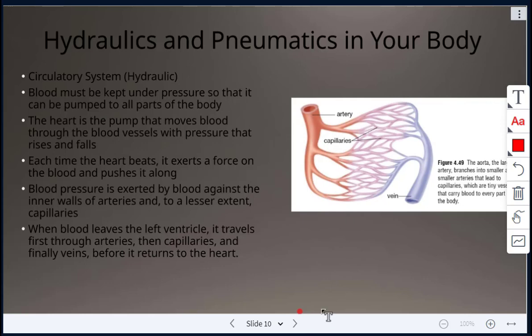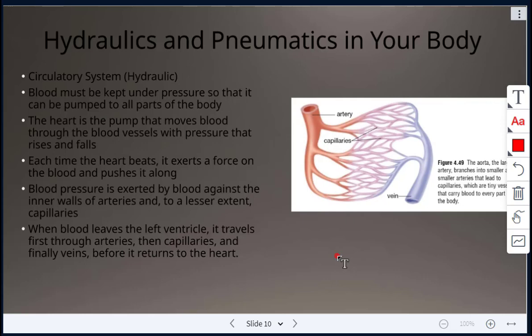Our circulatory system would be a hydraulic system. It's enclosed, so our blood is kept under pressure so that it can be pumped to all parts of the body. Our heart is the pump that moves the blood through the blood vessels with pressure that will rise and fall. So each time the heart beats, it exerts a force on the blood, pushes it along. And the blood pressure is also exerted by blood against the inner walls of our arteries.